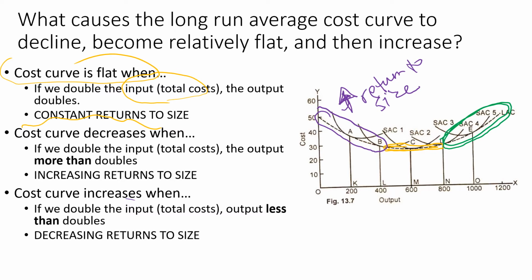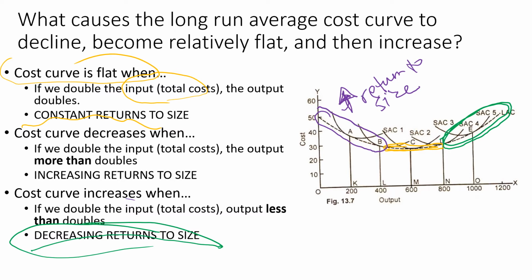So we're putting in more than we're getting out. We're putting more money in than we are getting value product out. So this is decreasing returns to size. Decreasing returns to size is a bad thing. You're putting more in than you're getting out from a business standpoint.